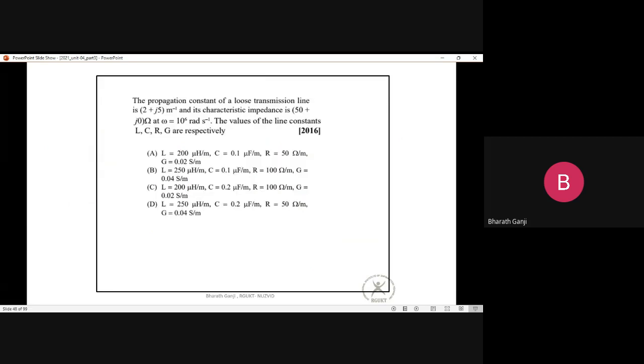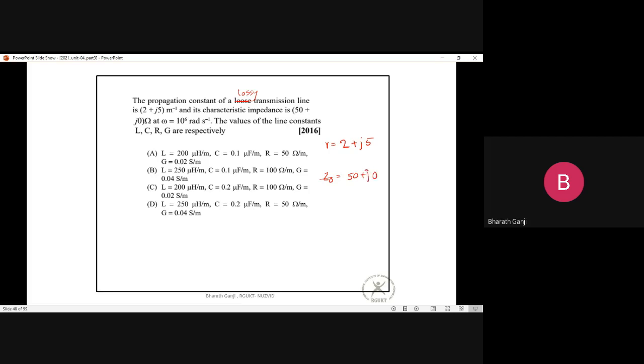So the propagation constant of a lossy line is given, and its characteristic impedance is given at omega equal to something. The values of the line constants are asked. So what is given here? Gamma, the propagation constant, is 2 plus j5, and the impedance Z naught is 50 plus j times 0.